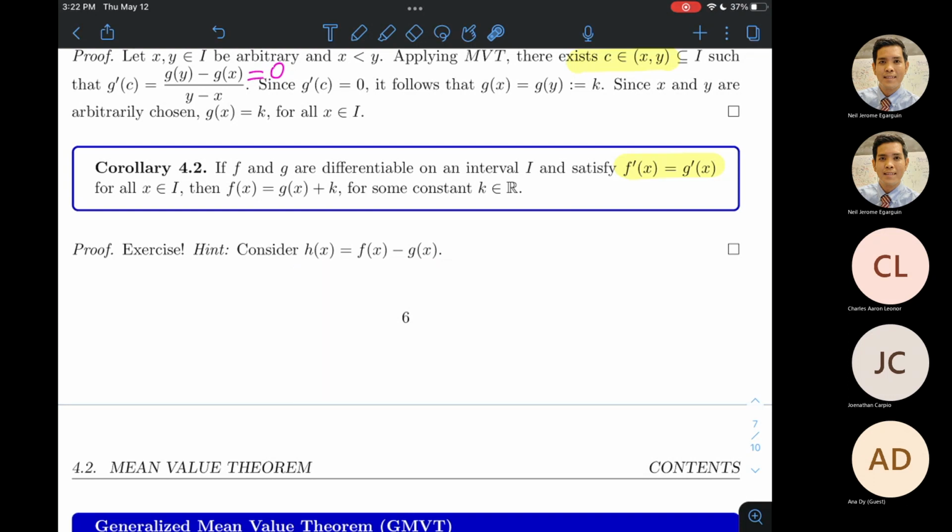Binigyan pa nga tayo ng hint na ang auxiliary function natin na gamitin ay f of x minus g of x. Now, let's sketch the proof or mag-prove tayo sa hangin. Hindi pala ngayon pwede sa hangin kasi yung pag-prove sa hangin, parang yung teacher mo nagwe-wave lang ng kamay niya habang nagle-lecture.